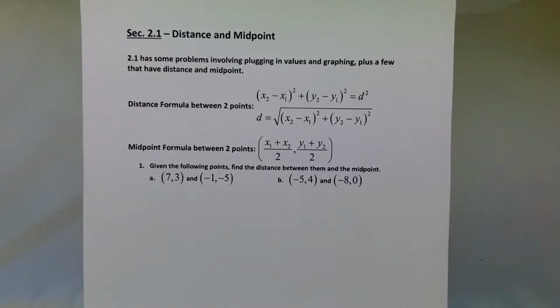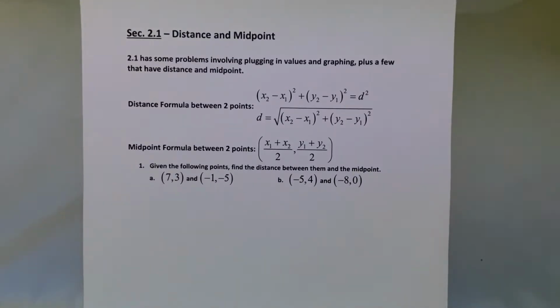Okay, college algebra. So 2.1 doesn't really have much going in it. Just want to quickly review two things, primarily stuff that will apply to other things we do. So just a few reminders. Distance formula between 2 points: (x2 minus x1) squared plus (y2 minus y1) squared equals d squared.